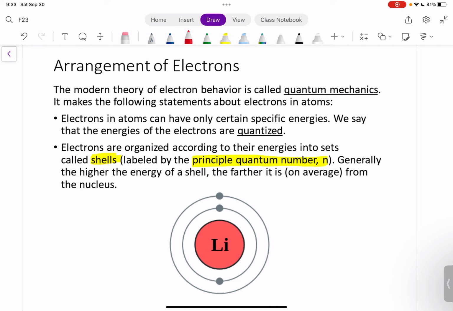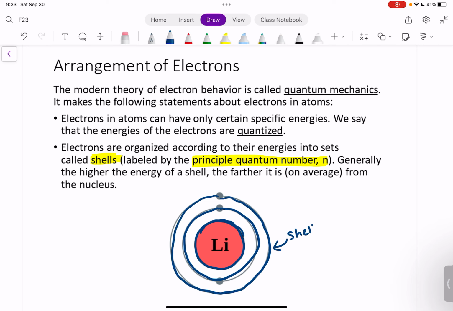You see lithium here in this example has its nucleus here. The lithium nucleus is right here, and you see these rings outside, and each of these rings is a shell. Those shells represent the energy level. So the further out the shell, the higher the energy level.